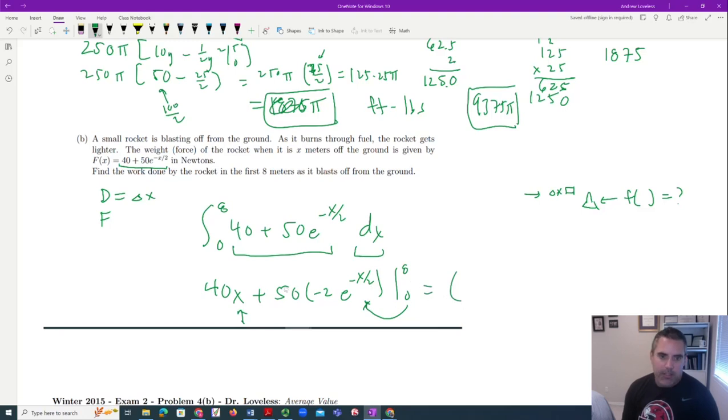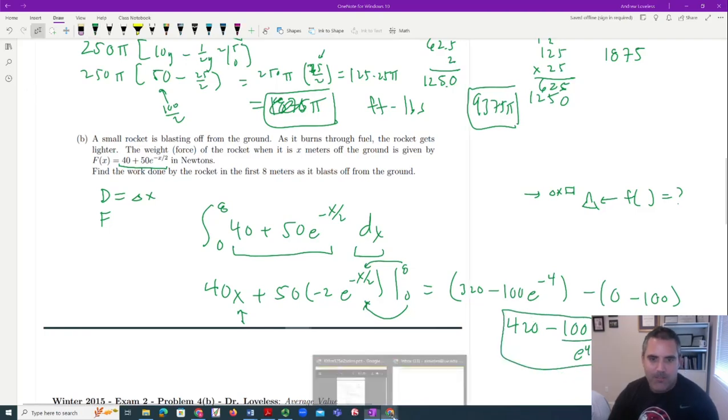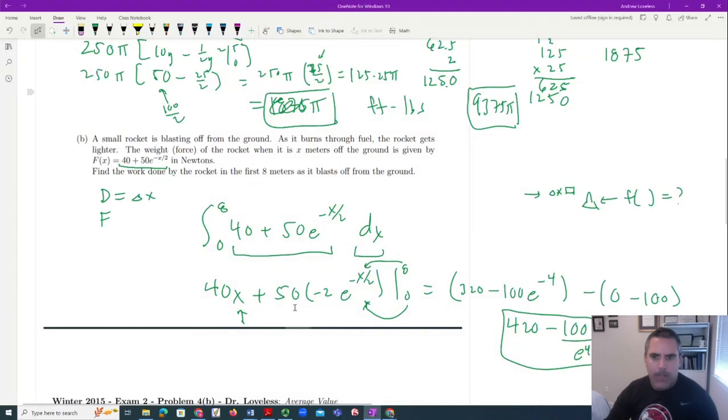So this should be 8 times 40, so 320, minus 100 e to the negative 4. So all I just did was plug in 8, and then minus 0, but the next one's not 0. It should be minus 100, because when we plug in 0, that's a 1. So it should be 420 minus 100 over e to the 4th, or you can leave it as e to the negative 4th. Let's see what mistakes I made on that one. 420, okay, there it is. That's it. So I just like to throw that in there as comparison.